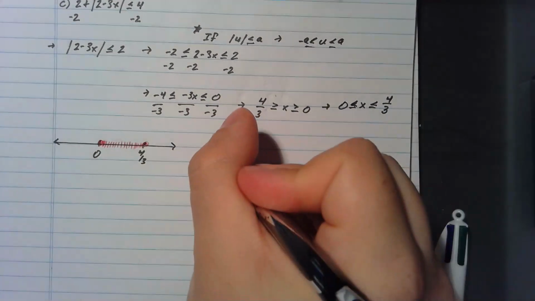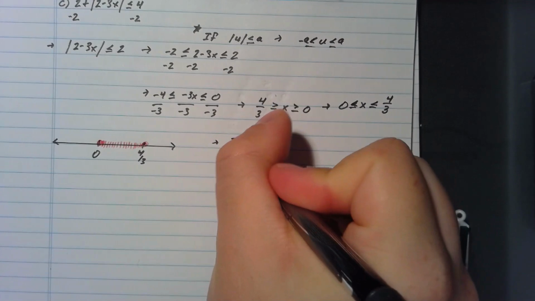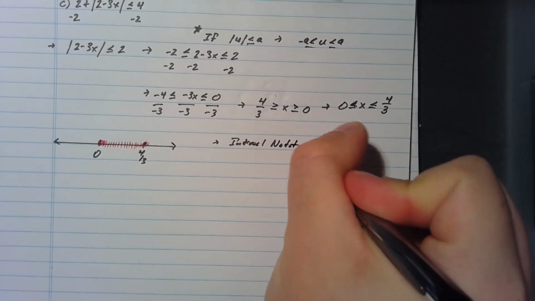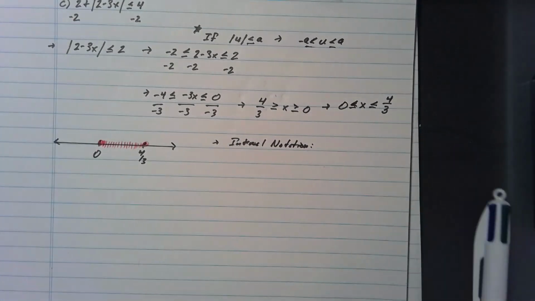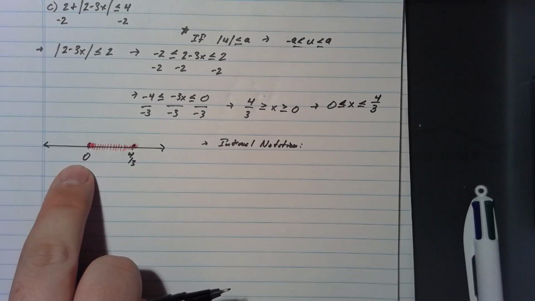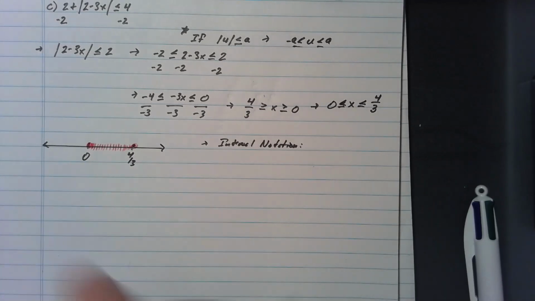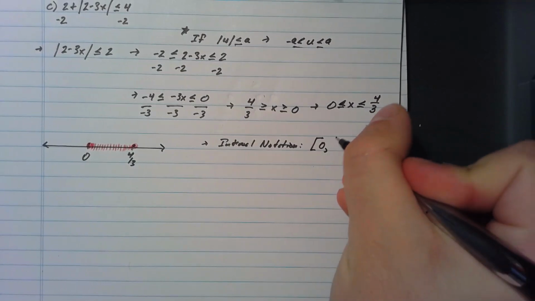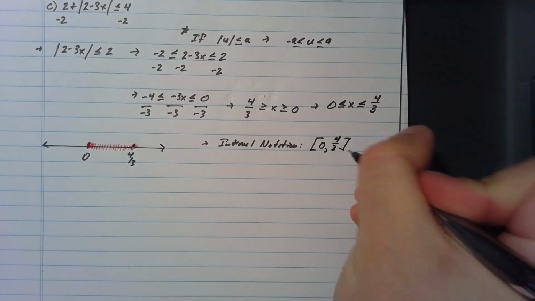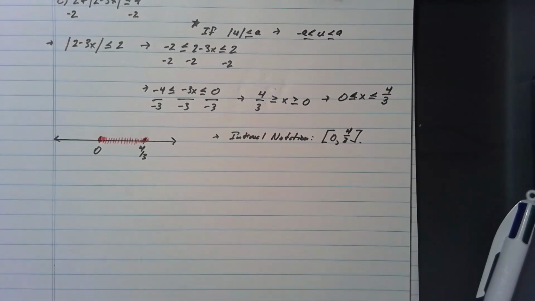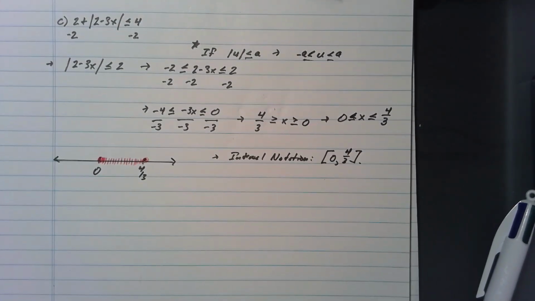So in interval notation, the smallest value is 0, and it's included, so it's going to be a bracket, comma, 4/3, close bracket. And that's it.